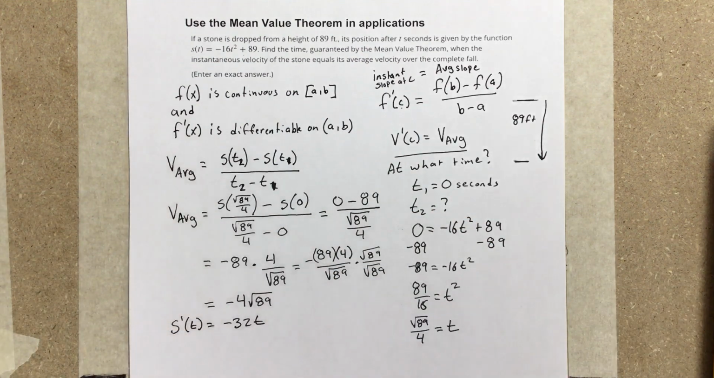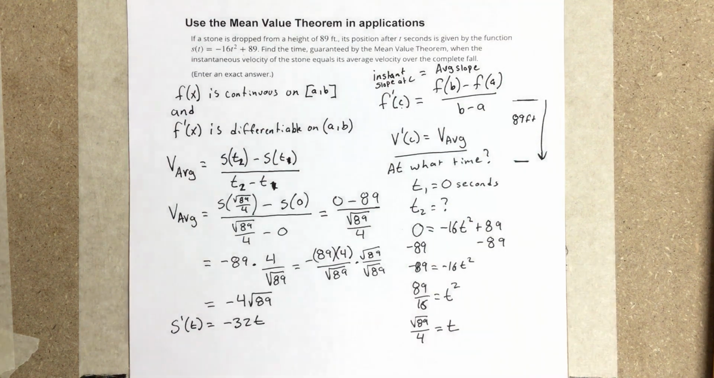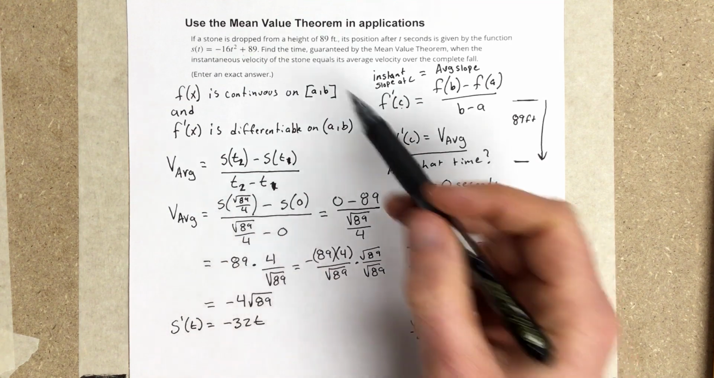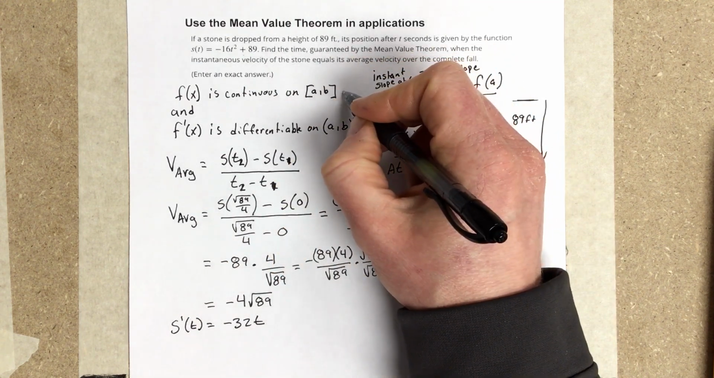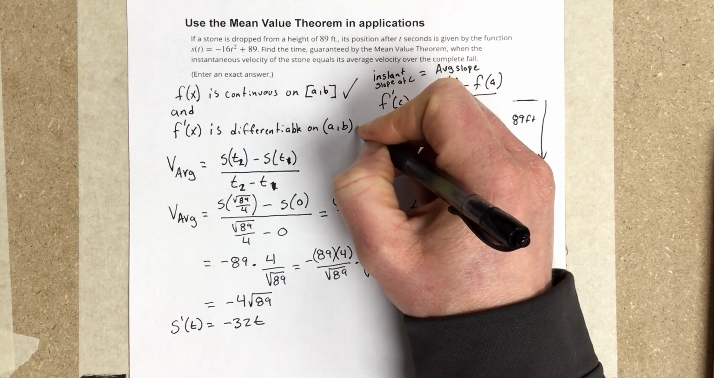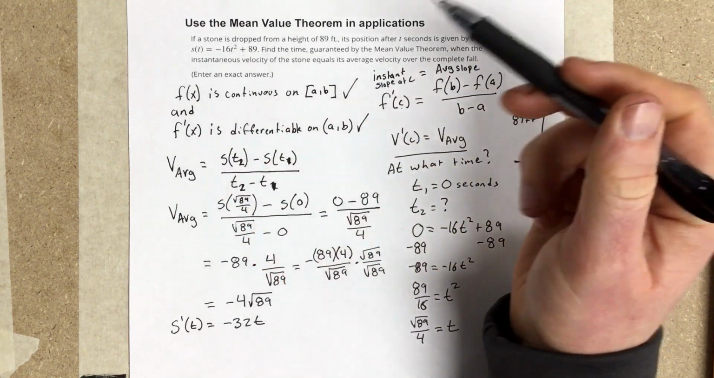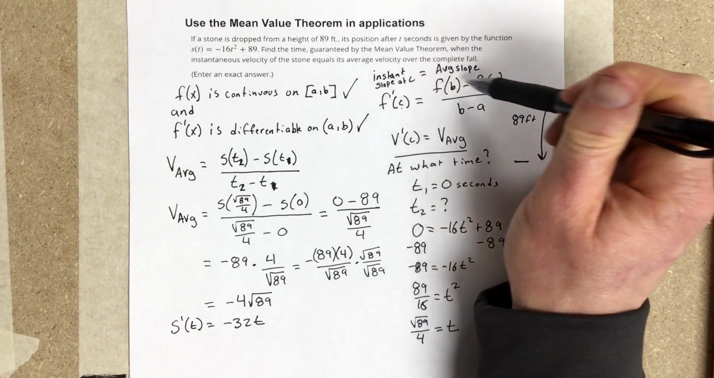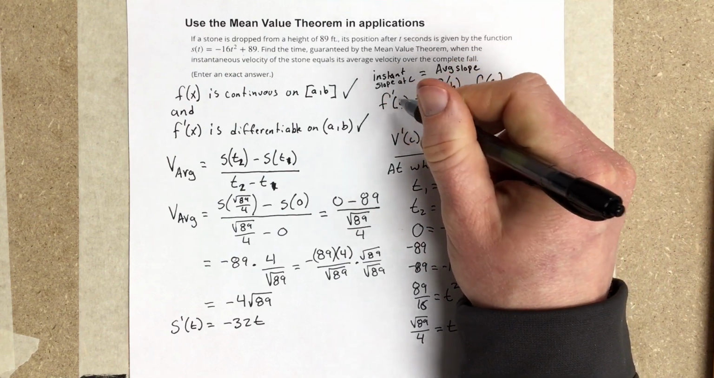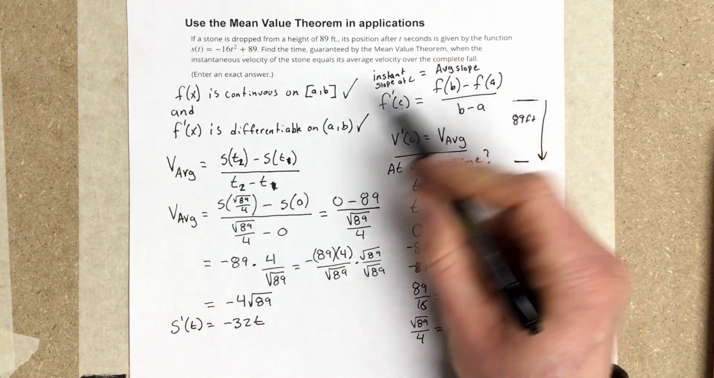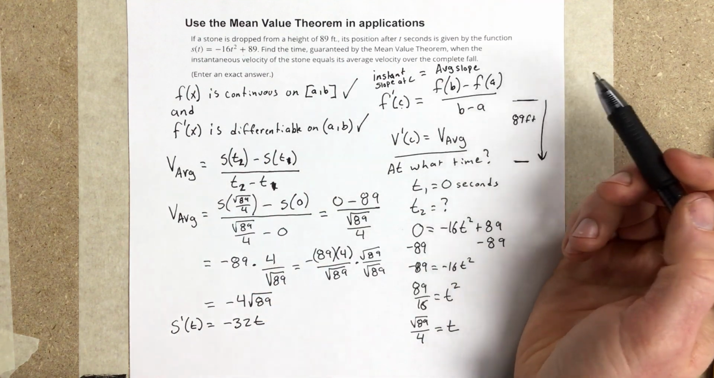So now what I can do is, I've basically guaranteed that there's a point where S prime of t is equal to the velocity average using the mean value theorem, because this is true, right? F of x is continuous on AB, and f prime of x is also differentiable on AB. So these two things are true, which tells me that this formula should be true, which means that for us, the instantaneous slope at C, which would be S prime of t, is going to equal the average slope, which is our velocity average.